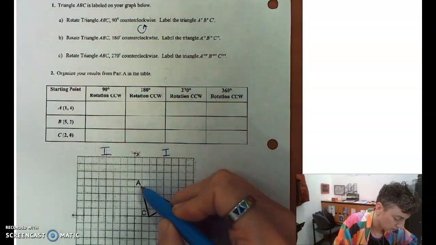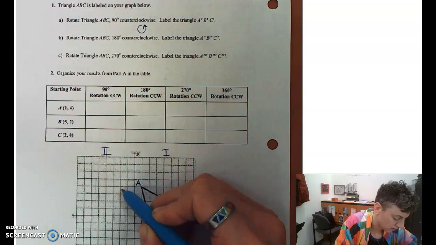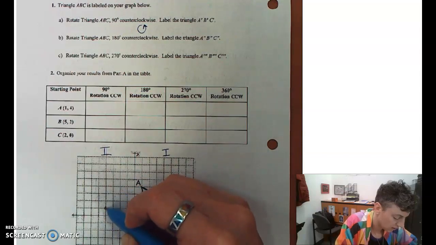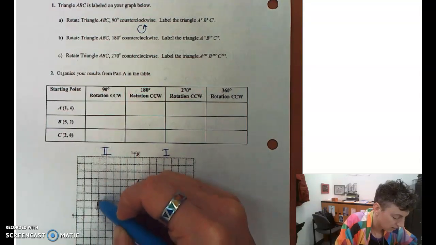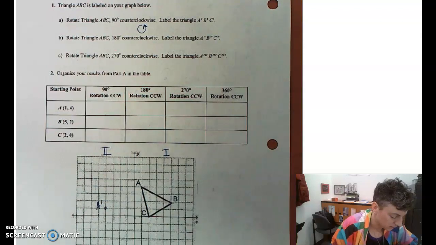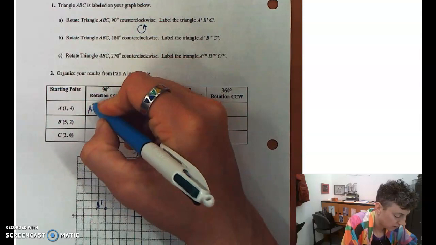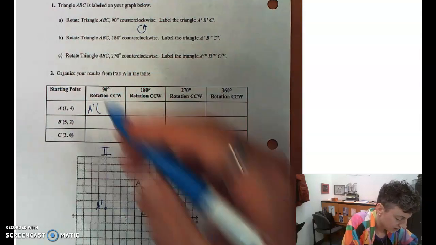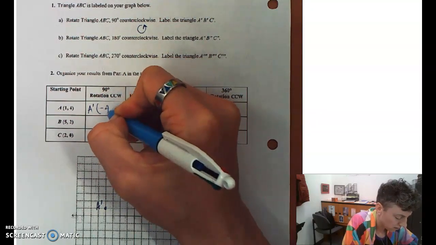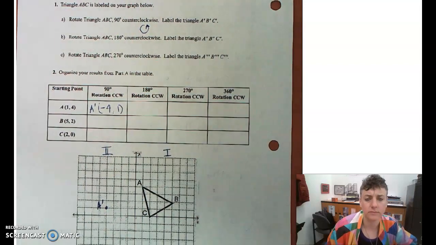So A was up here. It's going to rotate 90 degrees and come down here. That'll be A prime, where A prime is going to be at -4, 1. Okay.